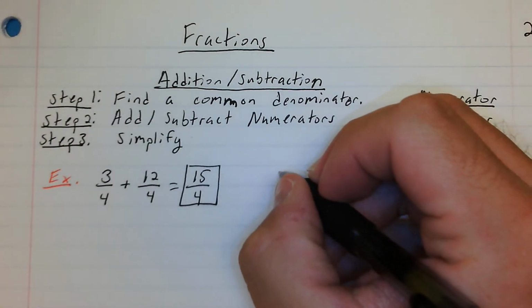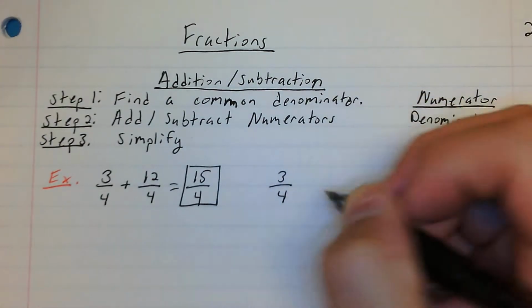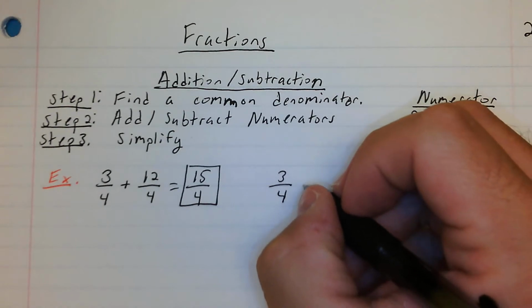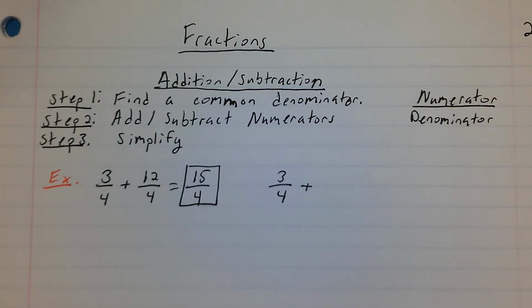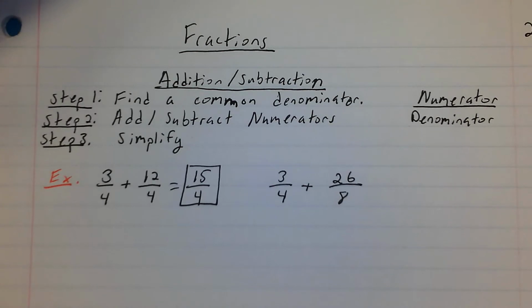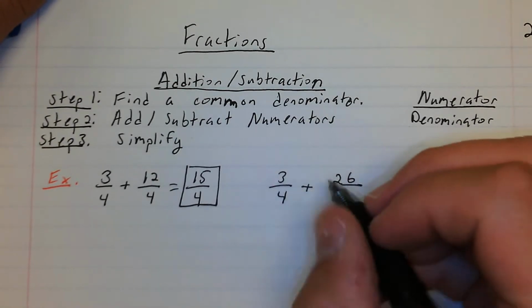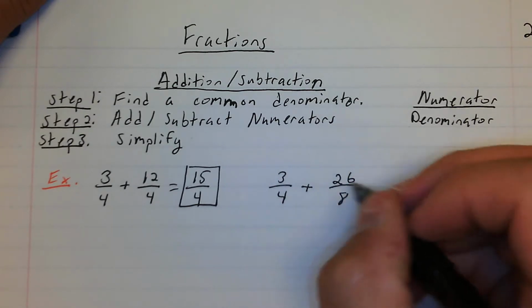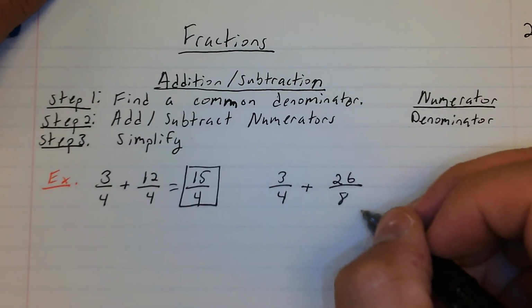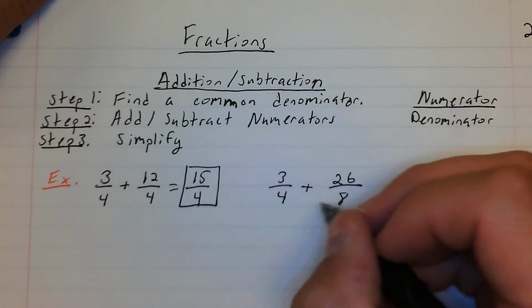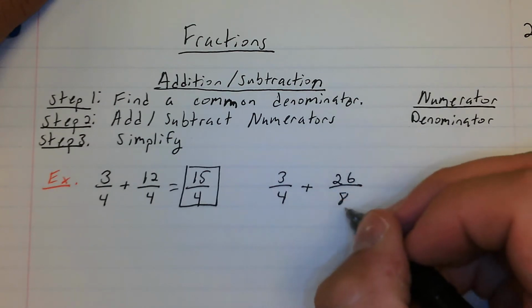So let's do another one. So let's do 3/4 plus 26 over 8. So they do not have a common denominator, so I have to find one. So I need to find a common denominator between 4 and 8.